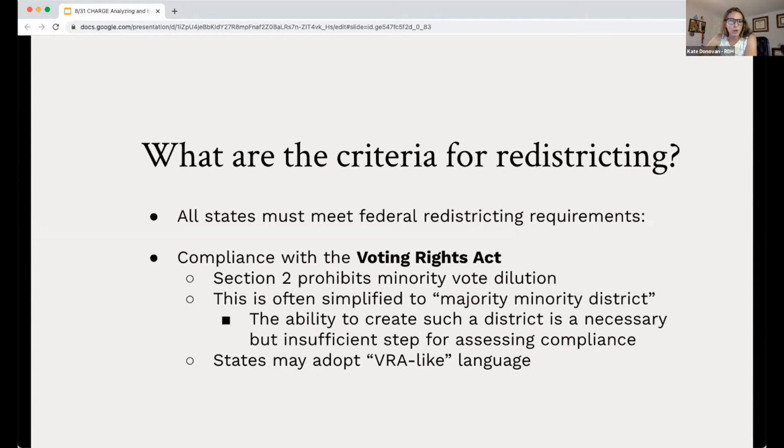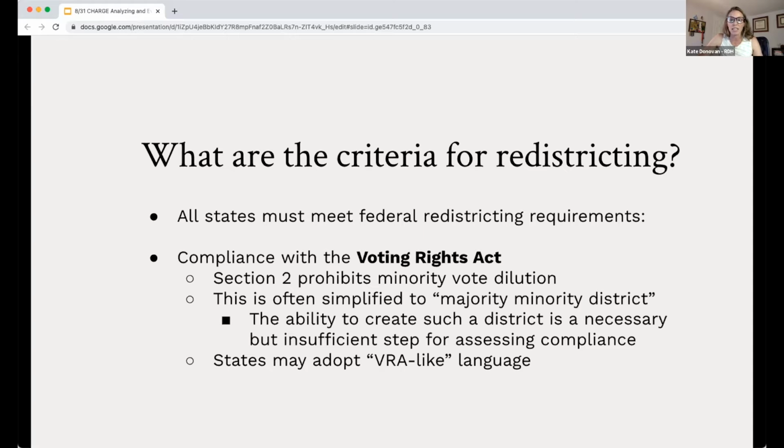The second federal requirement is compliance with the Voting Rights Act. And this is a very complex topic, so I'm going to do my best without getting too in the weeds here. But in short, Section 2 of the Voting Rights Act prohibits any standard practice or procedure that results in the denial of the right to vote on account of one's race, color, or membership in a language minority group. So this often gets shorthanded to, essentially, a prohibition on minority vote dilution.